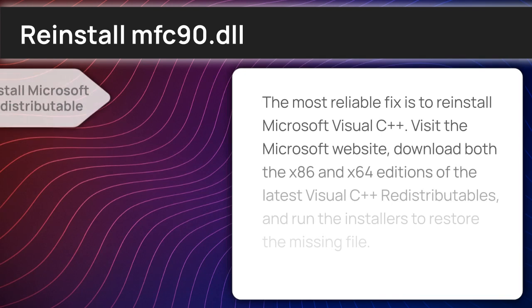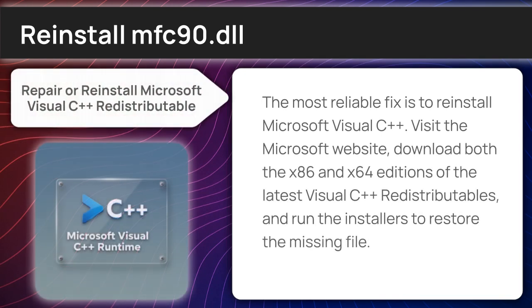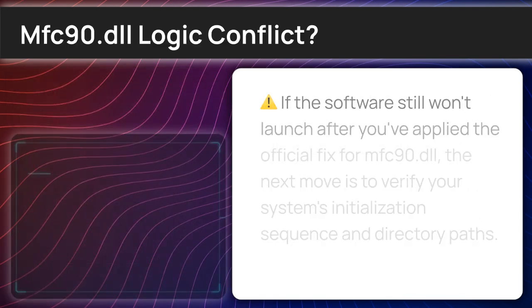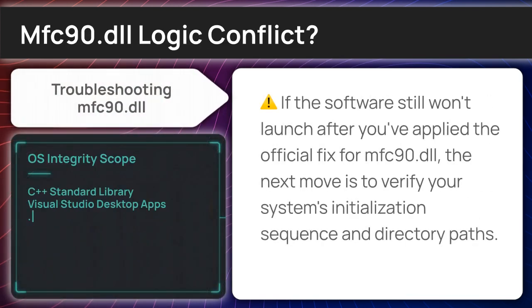Reinstalling Microsoft Visual C++ is usually the quickest solution. Go to Microsoft's site, grab the x86 and x64 Visual C++ redistributable installers, and install them to replace the missing file. When a fresh installer fails to clear the error, it typically points toward a deeper conflict within the Windows execution layer.